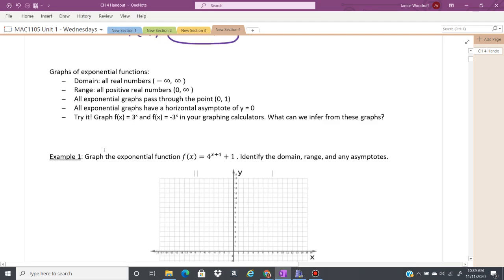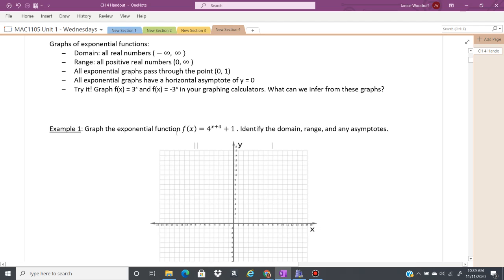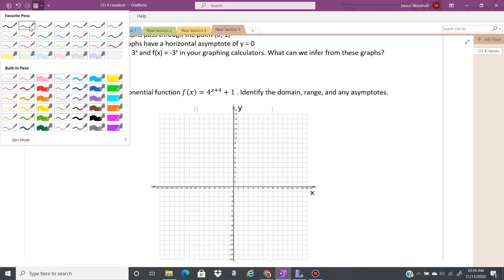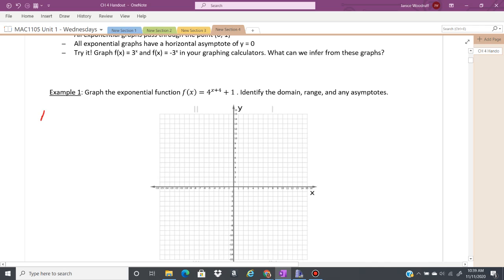And let's take a look at some other graphs here. So if I have the graph 4 to the x plus 4, plus 1, we want to graph that. Now, typically we would want to put this in a graphing calculator, but you can graph these by hand. All you have to do to graph these by hand is create a table of values. So I do want to go over that real quickly because I know there are a few of you who do not have a graphing calculator.